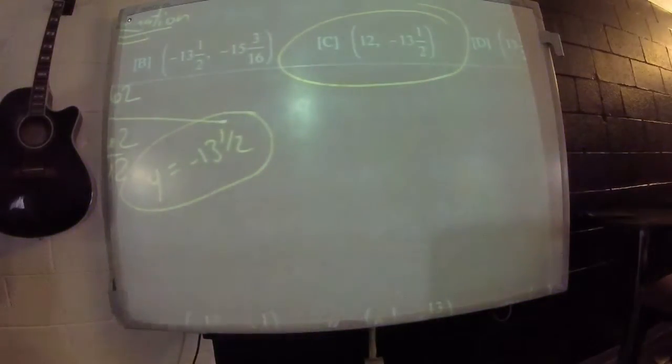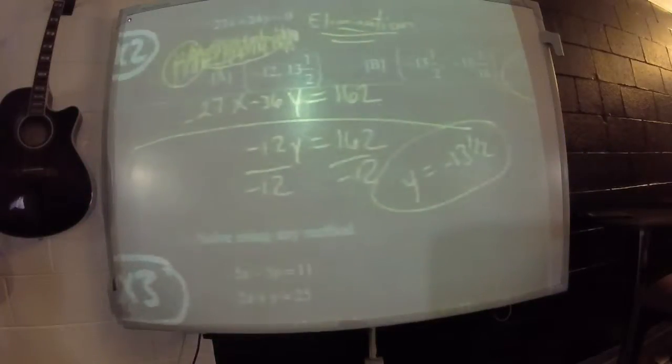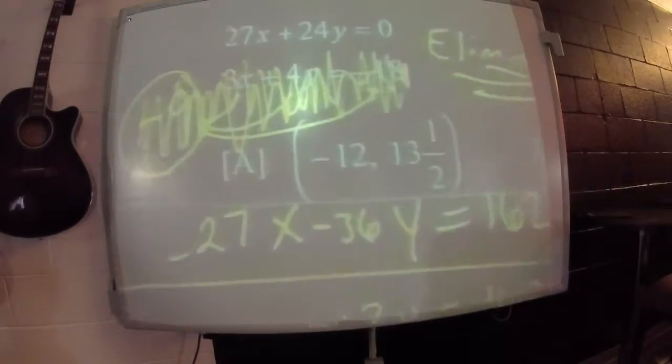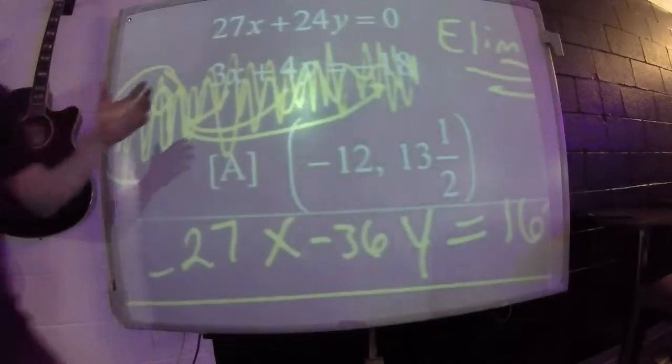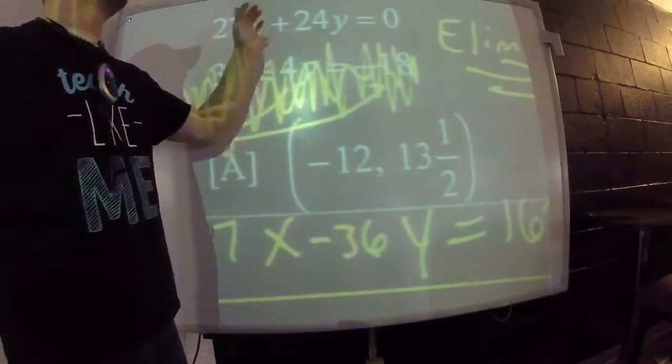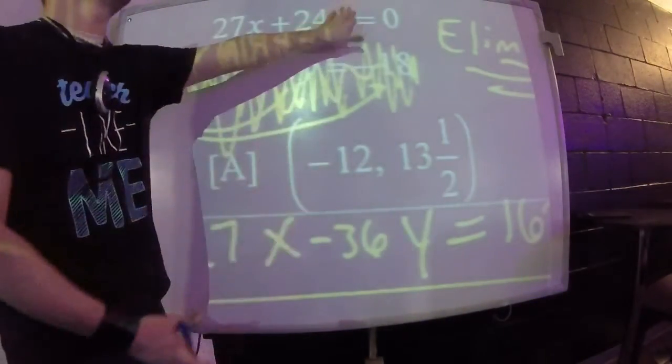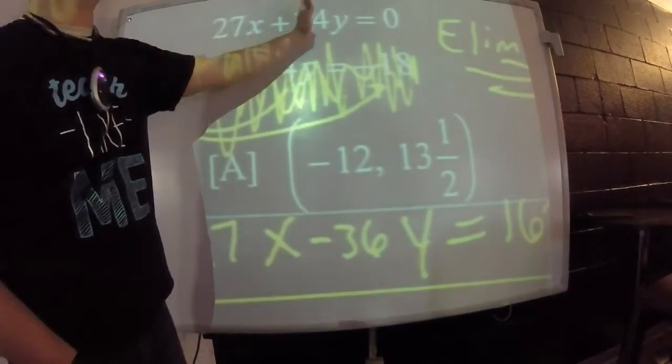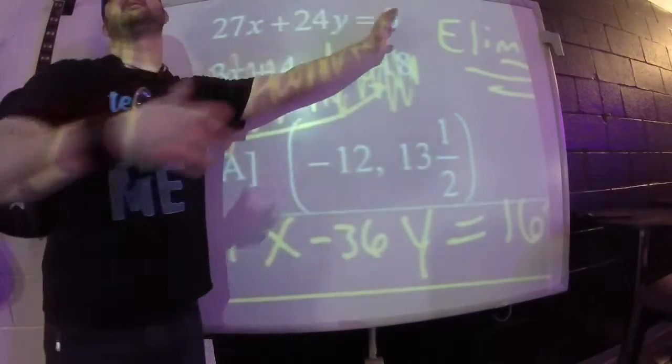If you needed to get the x, what would we have to do with that negative 13 and 1 half? We put it in for the top one. Put it in for what letter right here? Y. Y is negative 13 and a half, so put it right here. So I'd go 27x plus 24 times negative 13 and a half equals 0.